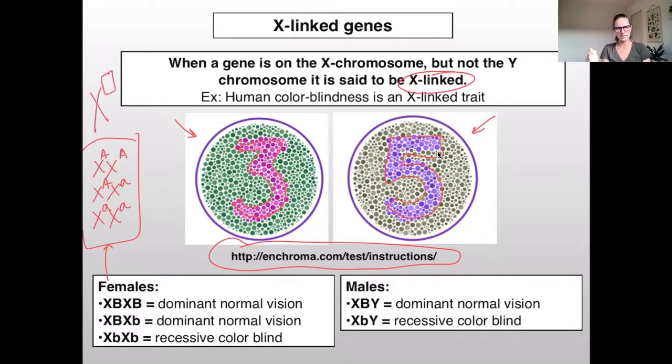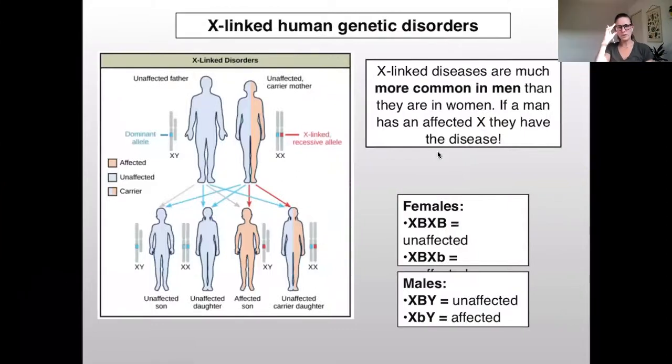That's an X-linked trait. The males are fundamentally different, and that's because they don't have 2 X's. They have an XY, so there are only 2 possibilities. You can be dominant for the X-linked trait or recessive for the X-linked trait, but not heterozygous. So X-linked human disorders are way more common in men than they are in women.